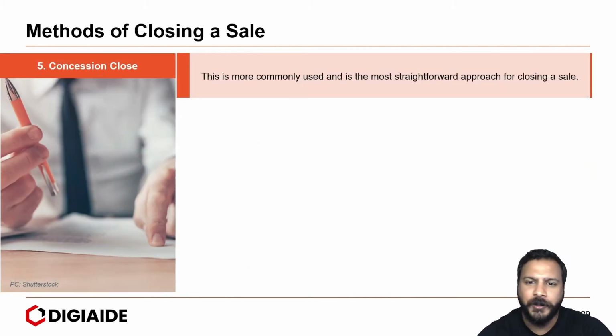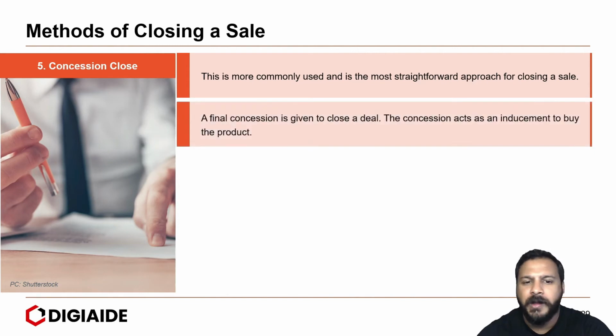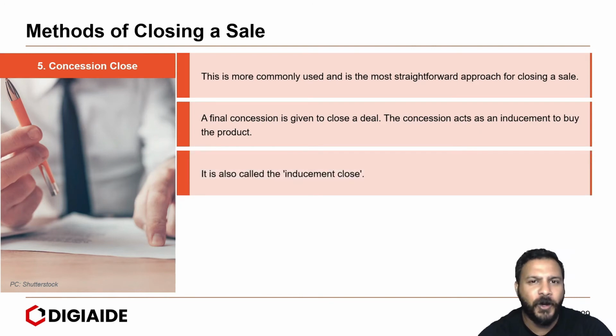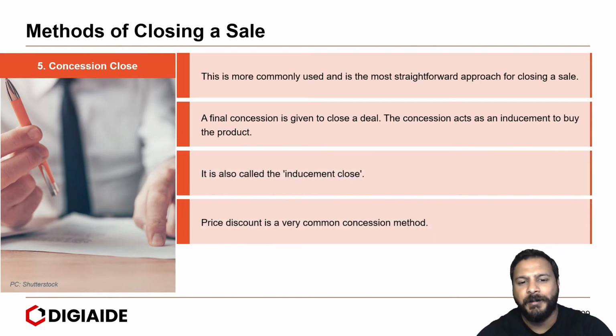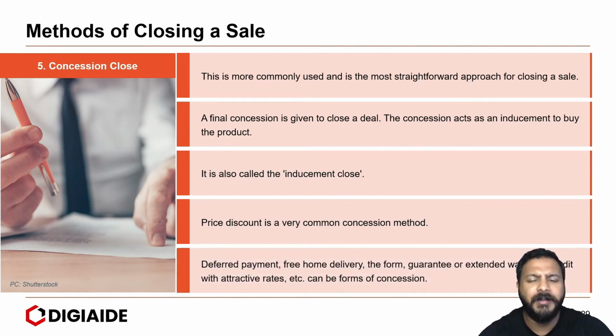At number 5 is concession close. This is more commonly used and the most straightforward approach. A final concession is given to close a deal. The concession acts as an inducement or a motivation to buy the product. It is also called the inducement close. Price discount is a very common concession method. Deferred payment, free home delivery, guarantee or extended warranty, credit at an attractive rate, etc. can be forms of concession.